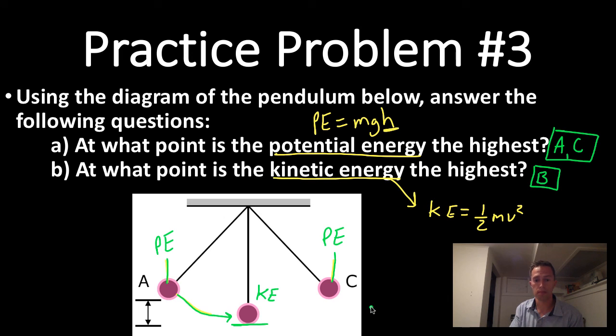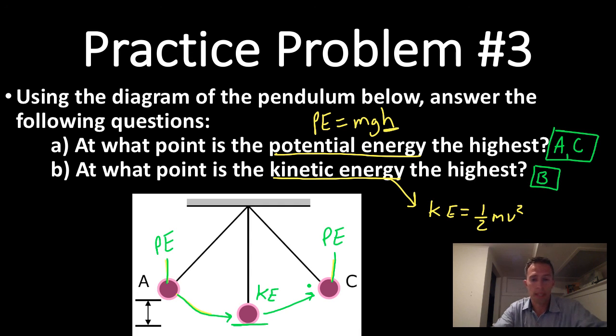for B. And as it swings back up, that kinetic energy is going to be transferred back to potential energy. It's really just using velocity here and transferring it to height and going back to potential energy at point C. And as this pendulum swings back and forth, you just see it transferring the energy from potential to kinetic to potential to kinetic. That's how you answer problem number 3.